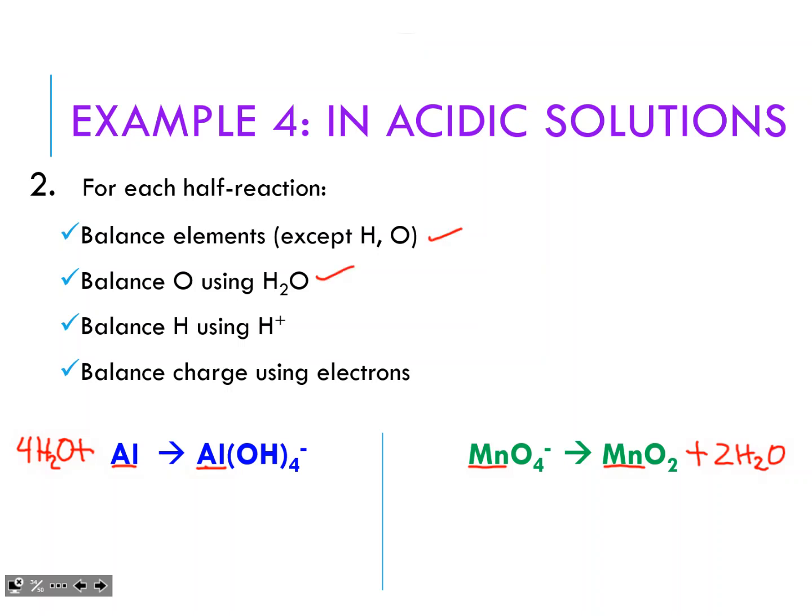Because we added in some water, that may have adjusted our hydrogen count, so we have to balance H using H+. So if we look over here, we have 4 H's, but we have a total of 8 over here from the water we added in. So that means we should add in how many over here? 4 H+.